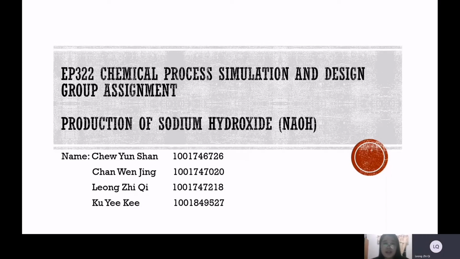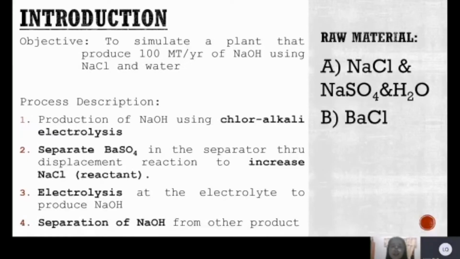Today, my friends and I would like to present about the production of sodium hydroxide by using the electrolysis method. Our main objective is to produce 100 metric tons per year of sodium hydroxide using sodium chloride and water. Chlor-alkali electrolysis method will be used in this process to let the ion exchange happen between the sodium chloride and water in order to produce the sodium hydroxide.